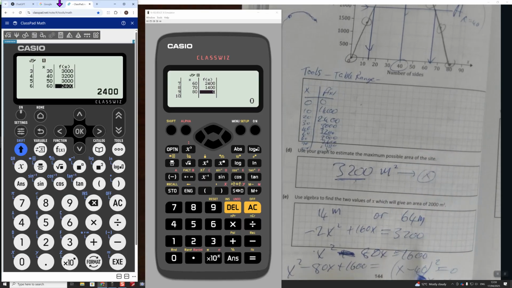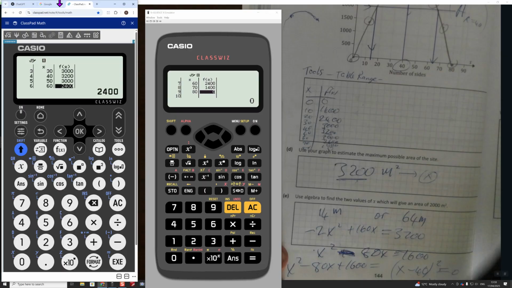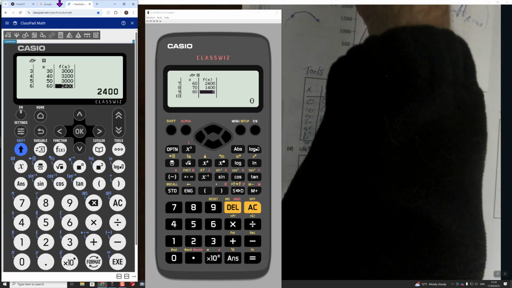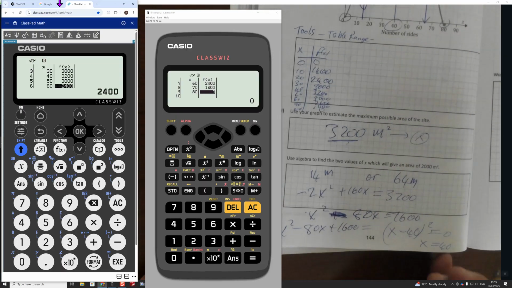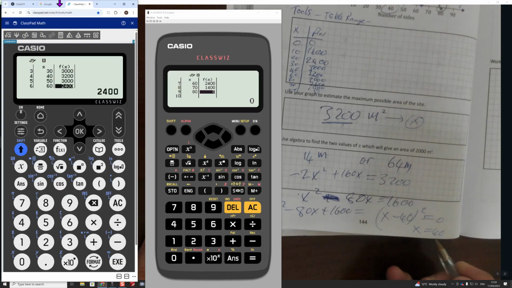And that is an example of a single solution or a double root.